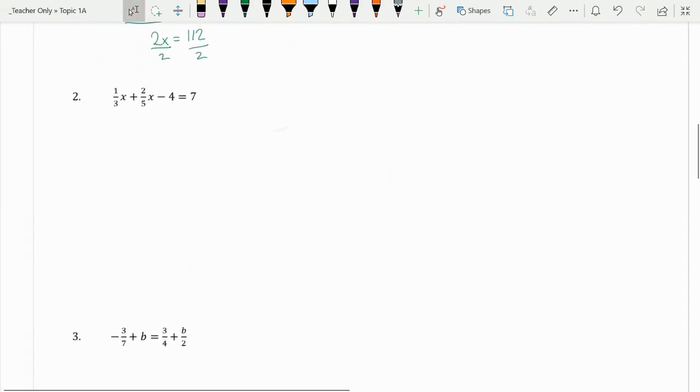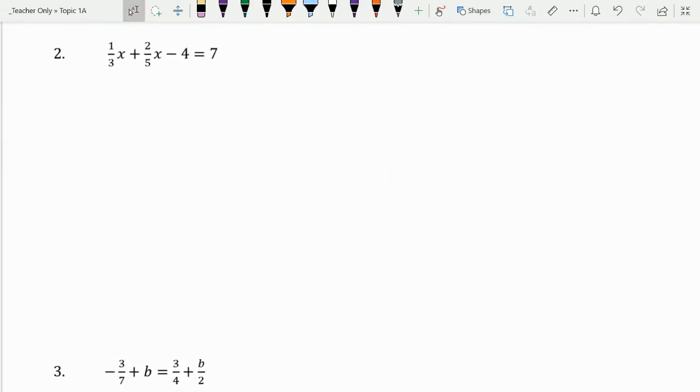Now let's deal with some fractions. So 1/3 x plus 2/5 x minus 4 equals 7. Looking at this, again, we don't really like dealing with fractions. So what we can do is get rid of fractions. We're going to multiply the entire equation by a number that's going to clear all of the fractions out. If you look at 3 and 5, those are our denominators. So find all of the denominators in your problem.